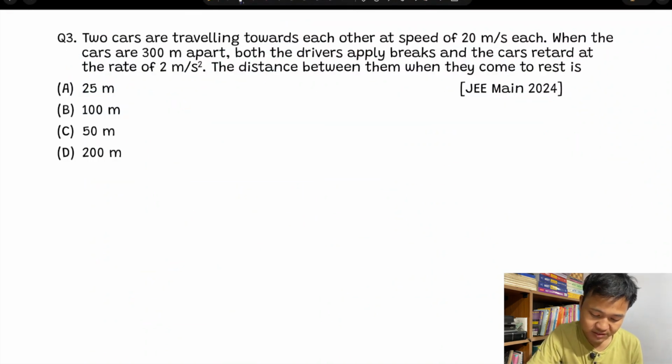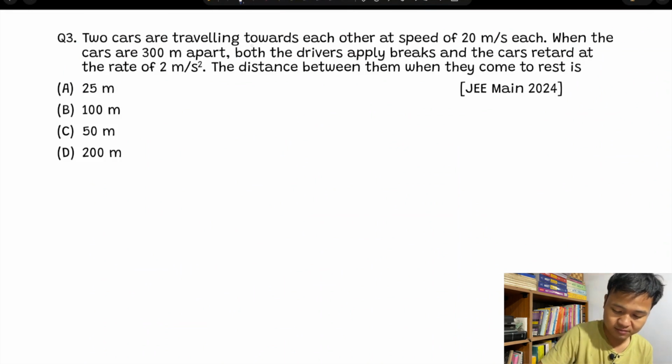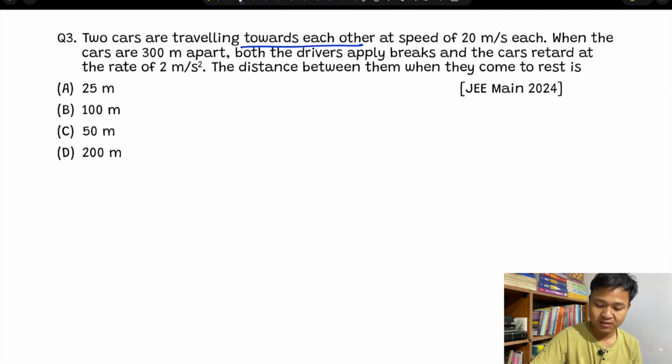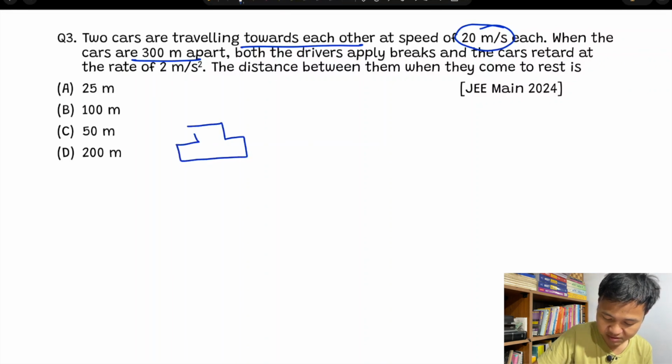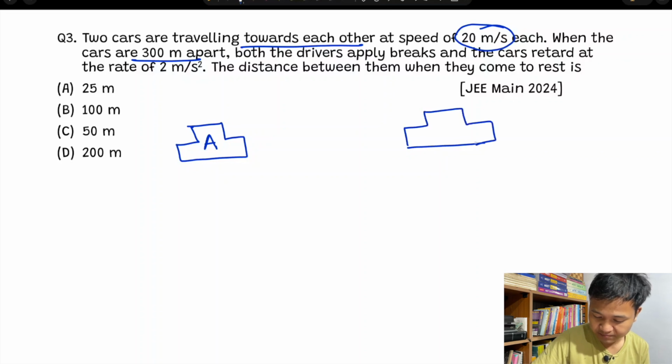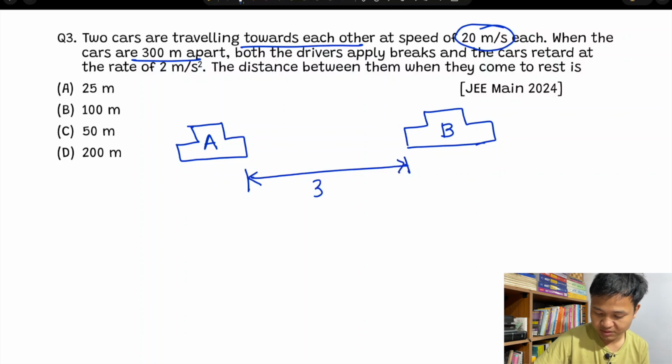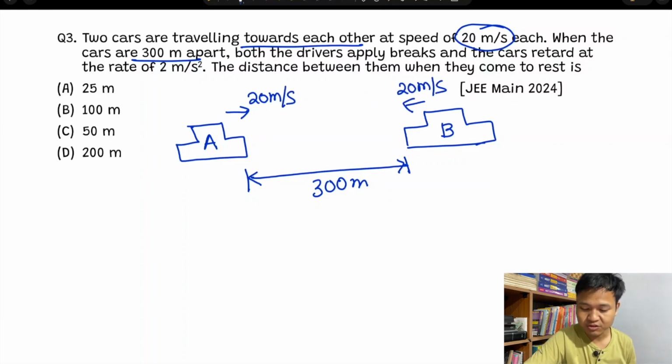Two cars traveling towards each other, each at a speed of 20 meter per second when the cars are 300 meter apart. Let's say one is car A and the other is car B. They are 300 meter apart. At this moment their speed is 20 meter per second and their speed is 20 meter per second.